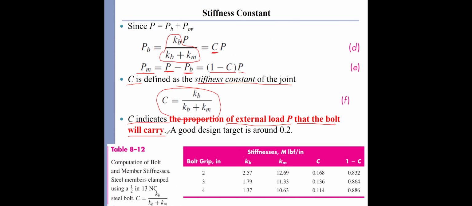Okay. A good design target is around 0.2. C will equal 0.2. Of course, we can check the table, right? With the stiffness and the bolt grip, in inches, and the KB, KM, and C, and the 1 minus C.